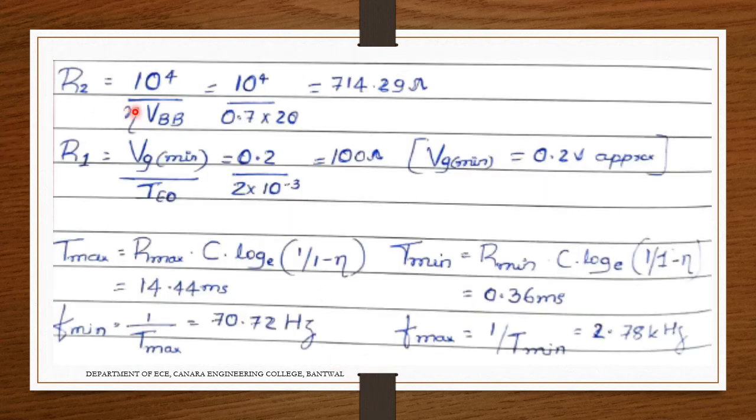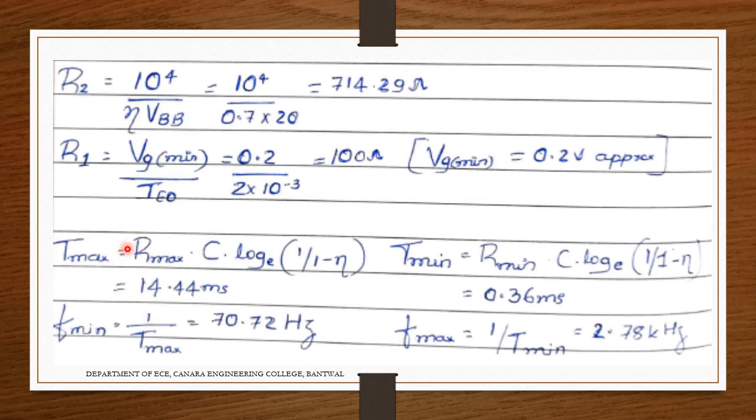Next, R2. As an approximation, R2 is equal to 10 to the power of 4 divided by eta into VBB. That is 10 to the power of 4 divided by 0.7 into 20. So R2 is equal to 714.29 ohm. Next, R1 is equal to VG minimum divided by IEO. VG minimum is not given, so we assume VG minimum as 0.2 volts approximately, divided by 2 into 10 to the power of minus 3. When we substitute, we get the value in terms of 100 ohms.